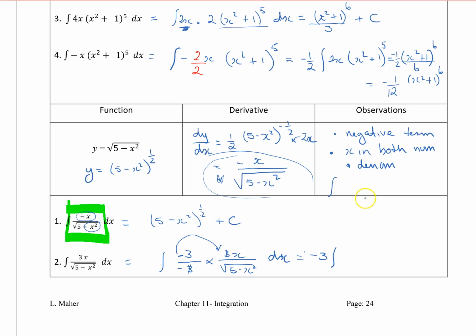So it's negative 3 times the integral now of negative x on square root 5 minus x squared. And we know that that will give negative 3 times the square root of 5 minus x squared plus a constant.